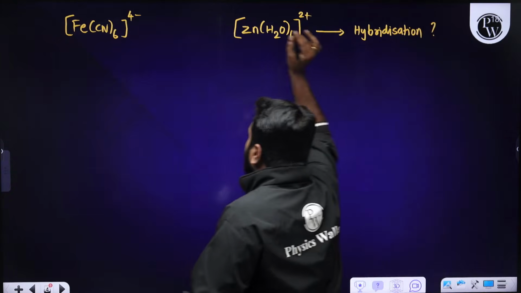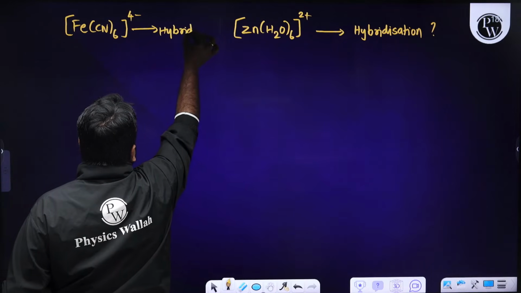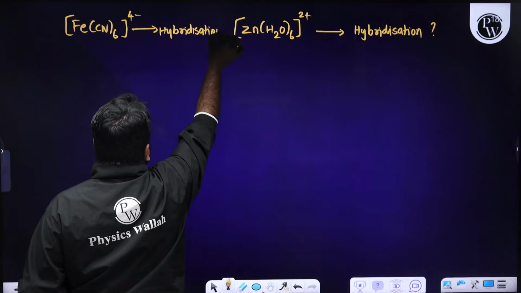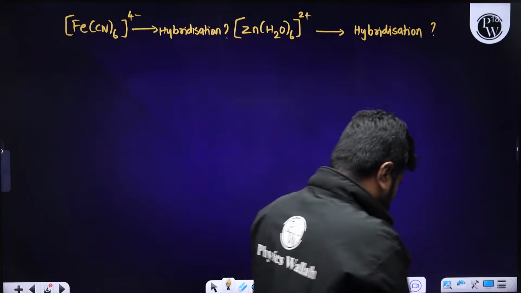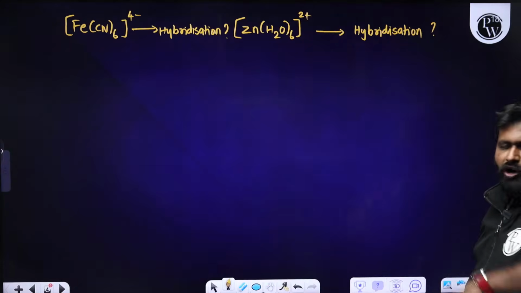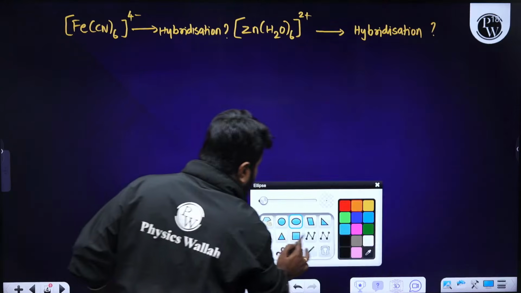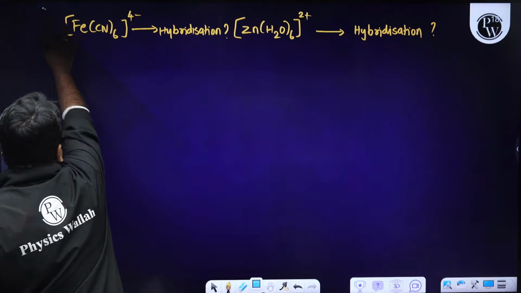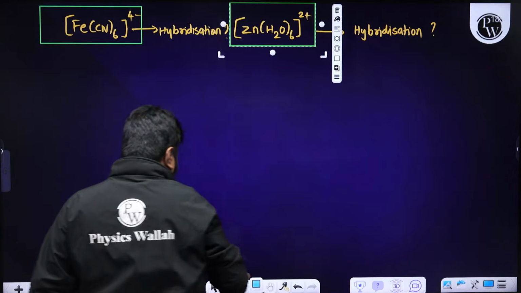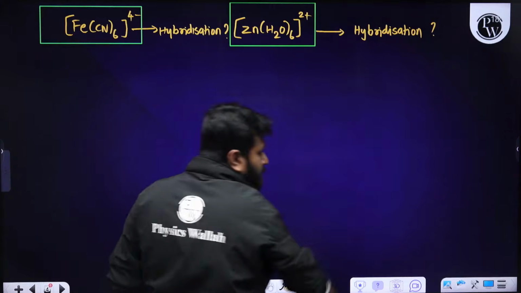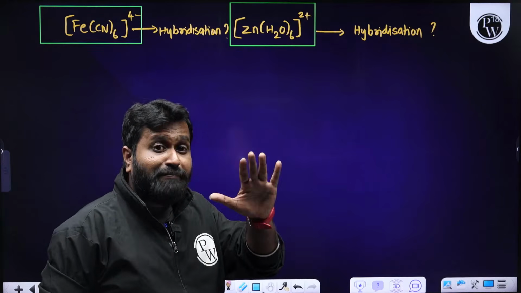Calculate the hybridization. How can we calculate it for these two particular complexes? This one is one complex, this is another complex. How can we calculate? Let me apply the shortcut.